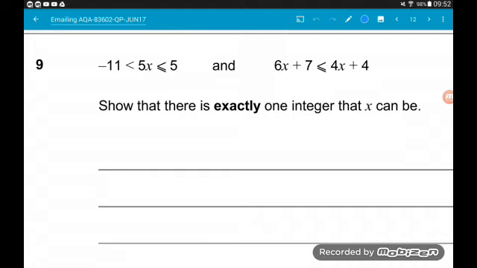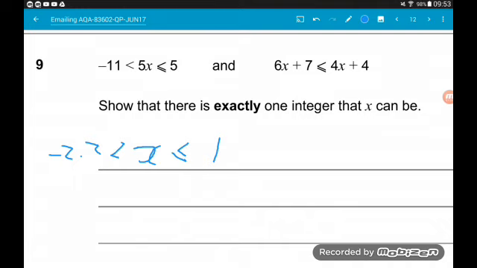Well, we're going to solve each one. So the guy on the left, we just divide through by 5. So we would get x is less than or equal to 5 divided by 5 is 1, but strictly greater than minus 11 divided by 5 is minus 2.2. Okay, so that's the left inequality taken care of.